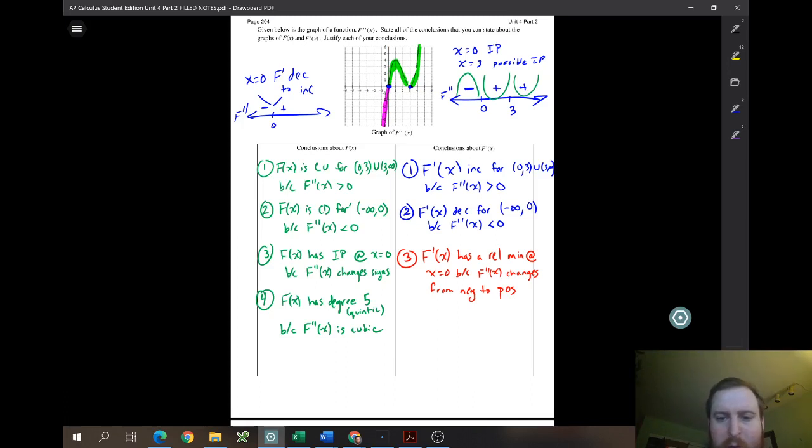Normally, when we do relative minimums, we would say f of x has a relative minimum at x equals 0 because f prime changes from negative to positive. Well, now we're just using f prime and f double prime.